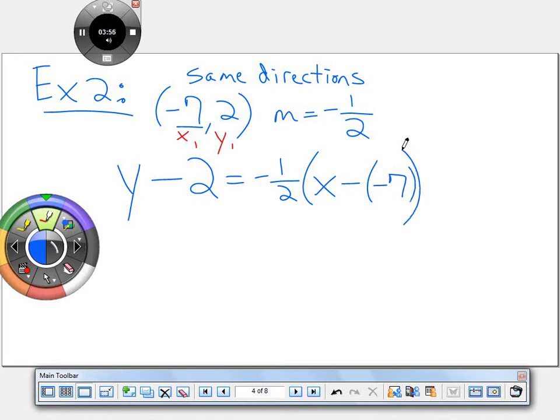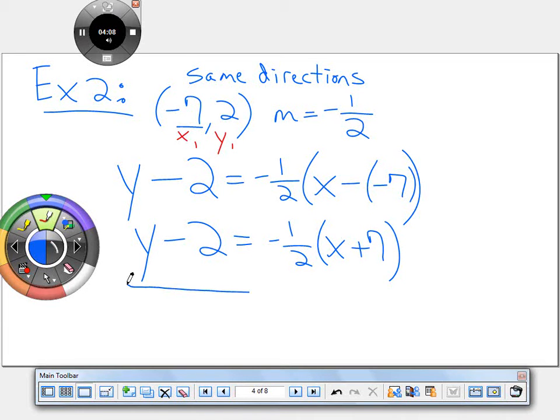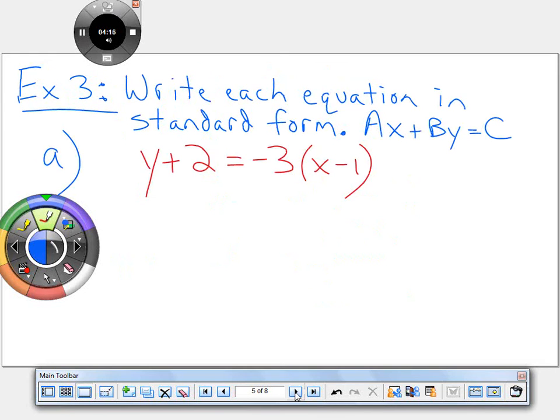And usually, we won't be thrilled with having a negative like that. So we're going to have y minus 2 equals negative 1/2, and then we'll typically say x plus 7. So this would be a little bit better form, if all we care about is writing an equation of a line in point-slope form. Okay. Now, what else could we do?